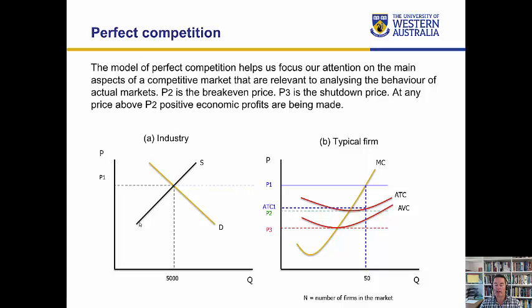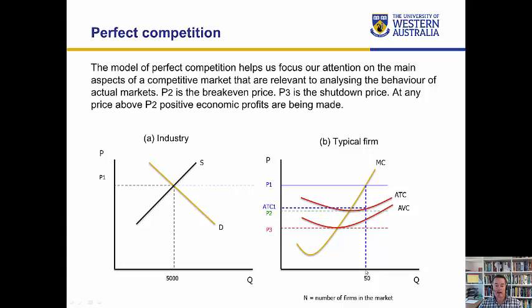If the price is P1, then the firm on the right hand side, the typical firm, will maximise profits by setting price equal to marginal cost. So if the price is P1, the firm will maximise profits by producing 50 units.